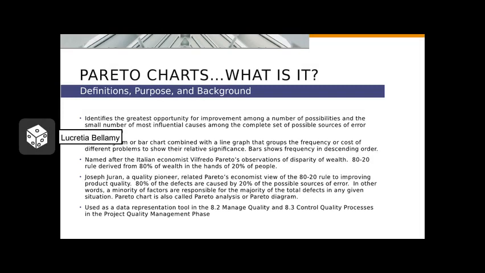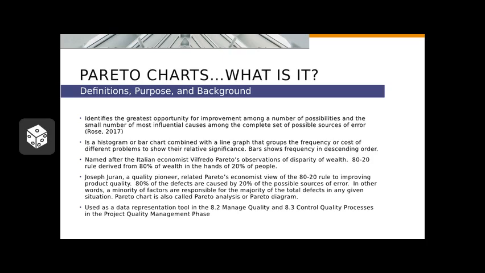What is a Pareto chart? According to Kenneth Rose from the Project Quality Management book, a Pareto chart is a helpful tool used to identify the greatest opportunity for improvement among a number of possibilities, and it also identifies the small number of most influential causes among the complete set of possible sources of error. It is a histogram or bar chart combined with a line graph that groups the frequency or cost of different problems to show the relative significance. These bars show frequency in descending order.